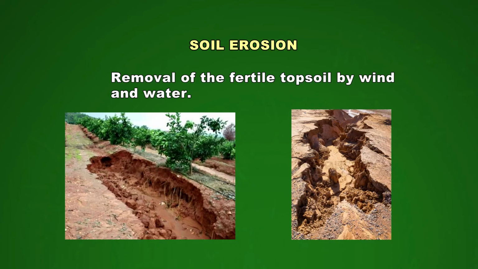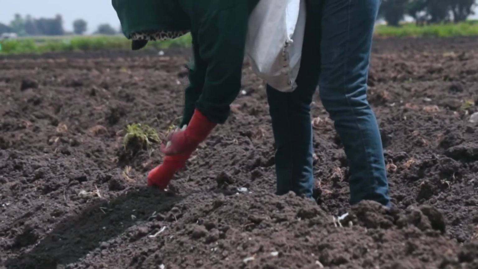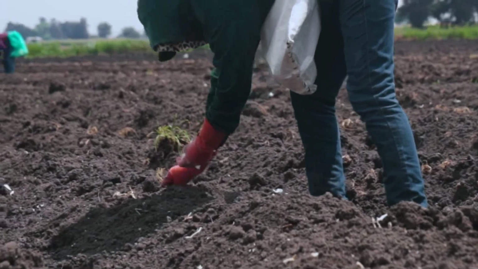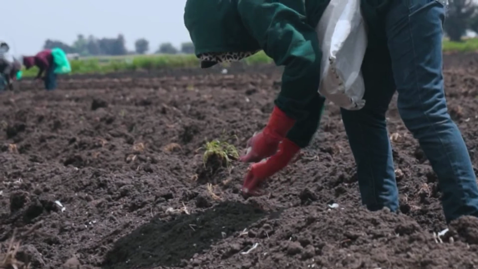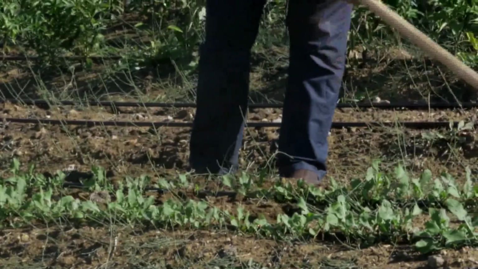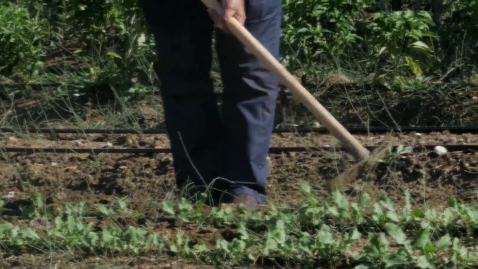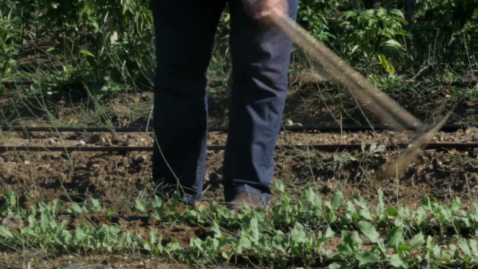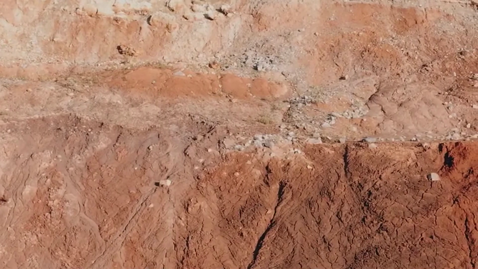Soil erosion means the fertile topsoil is being taken away by wind and water. Soil is very important as it provides support and nutrition for plants. It hosts microorganisms that help break down organic matter to release nutrients, which are used by plants for healthy growth. Soil is a natural resource that cannot be renewed. If it is not treated properly, it can be lost.